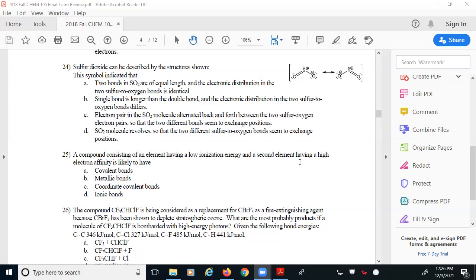Okay, Alexander says it's C. The electron pair in the sulfur dioxide alternates back and forth, and the two bonds appear to change positions. Double on one side, then on the other. Or is it that the molecule spins? Now we actually have two different bonds, a single bond and a double bond. It just appears that they're changing places, but we're just seeing it spin in place. Which one of those four is correct?